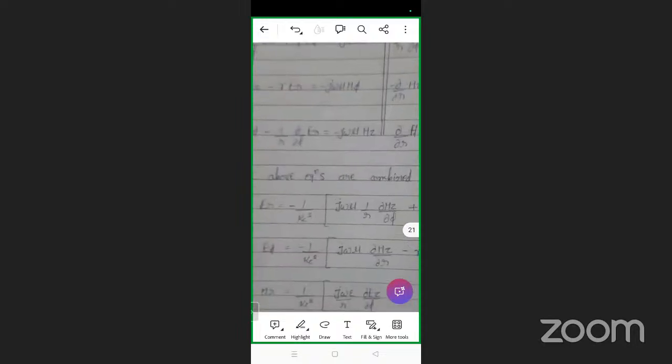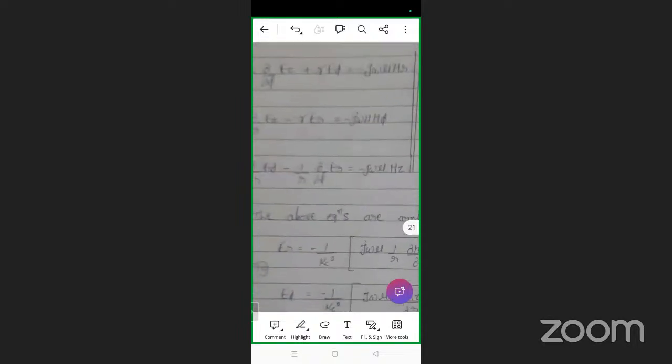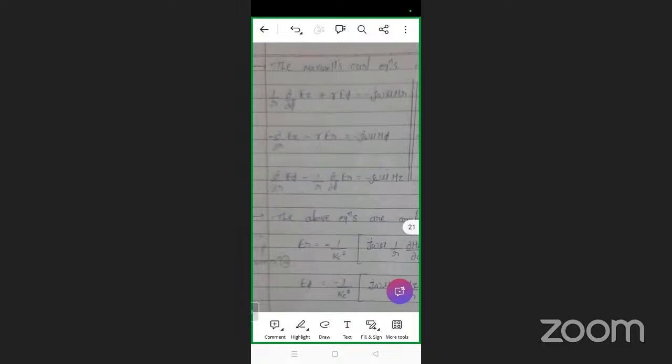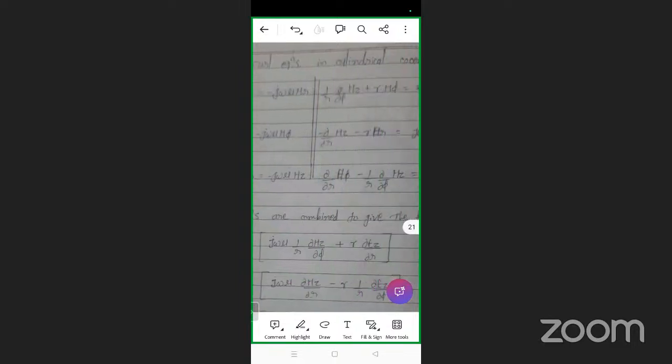What are the Maxwell equations for cylindrical coordinates? What is the first equation? 1 by r, dou by dou phi of Ez plus gamma E phi equals to minus j omega mu H r. Second equation is minus dou by dou r of Ez minus gamma times of Er equal to minus j omega mu times of H phi. Next equation is dou by dou r. Third equation, what is the third equation?